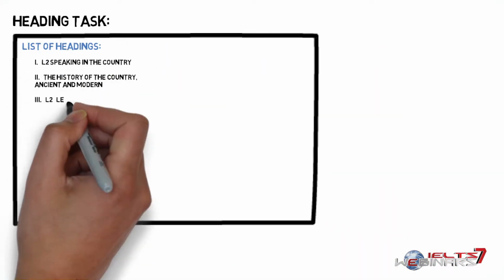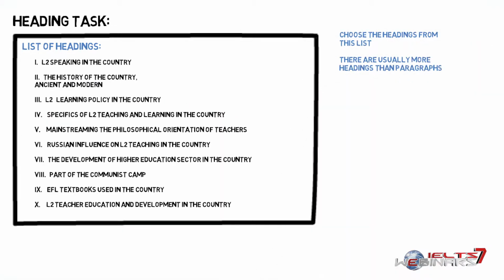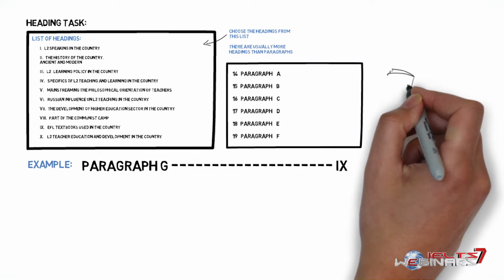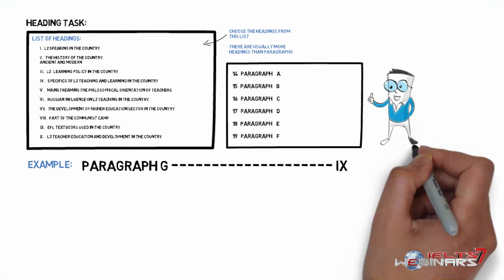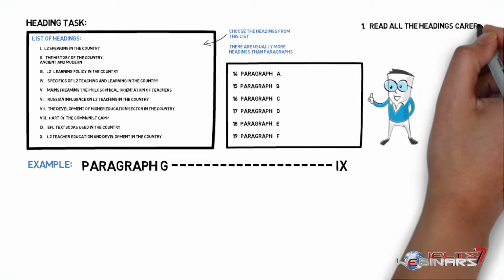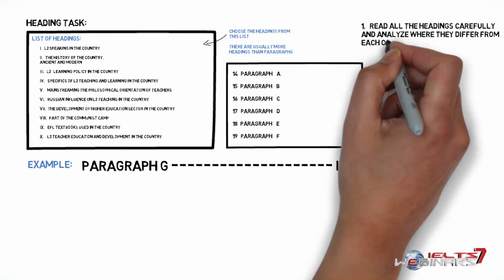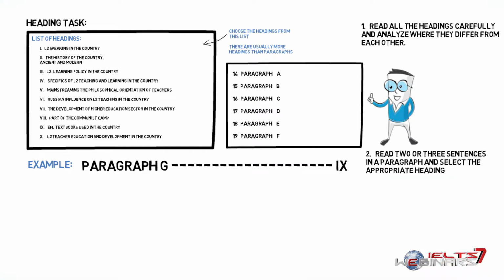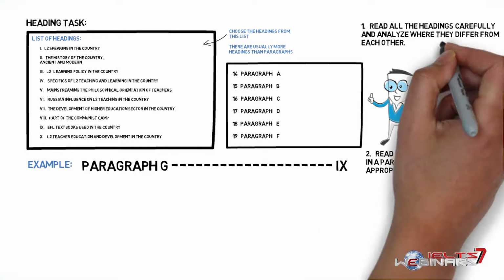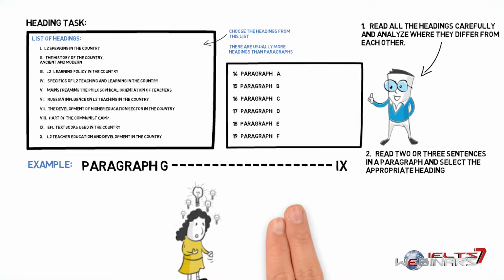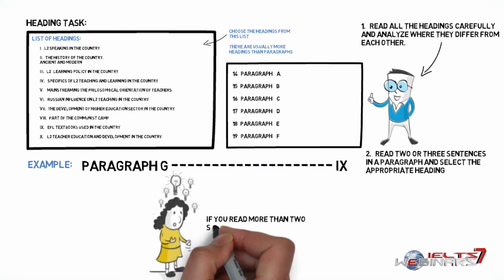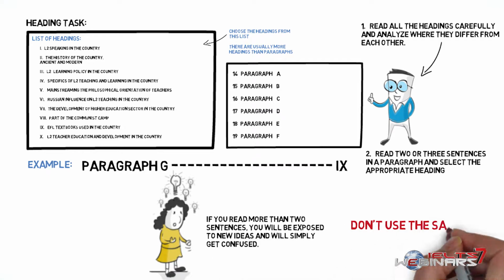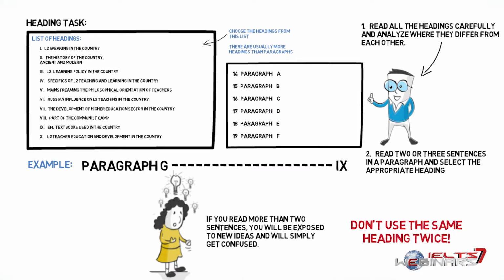You are given a number of headings and you have to select the right heading for each paragraph. There are usually more headings than paragraphs. To answer heading exercises, you should read all the headings carefully and analyze whether they differ from each other. After doing this, you need to read the first 2 or 3 sentences of each paragraph and select the appropriate heading. If you read more than 2 sentences, you will be exposed to new ideas and will simply get confused. You should not use the same heading twice.